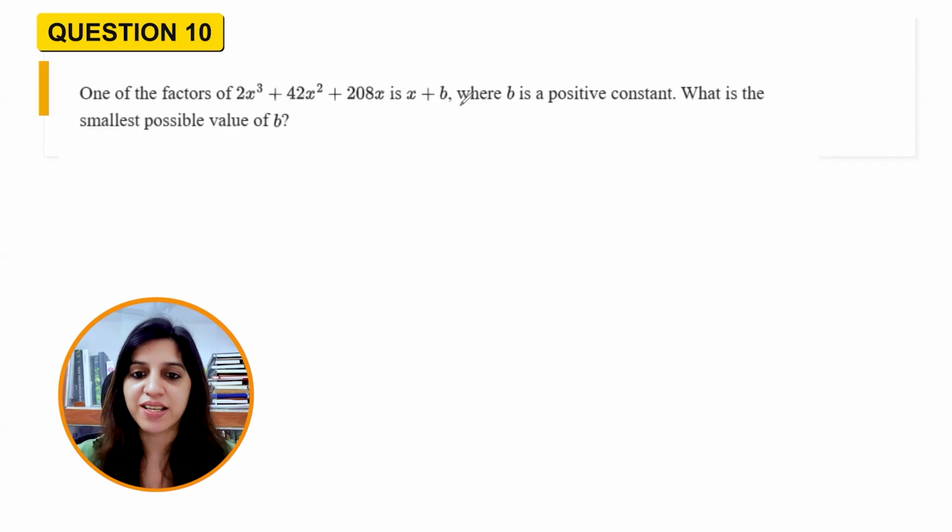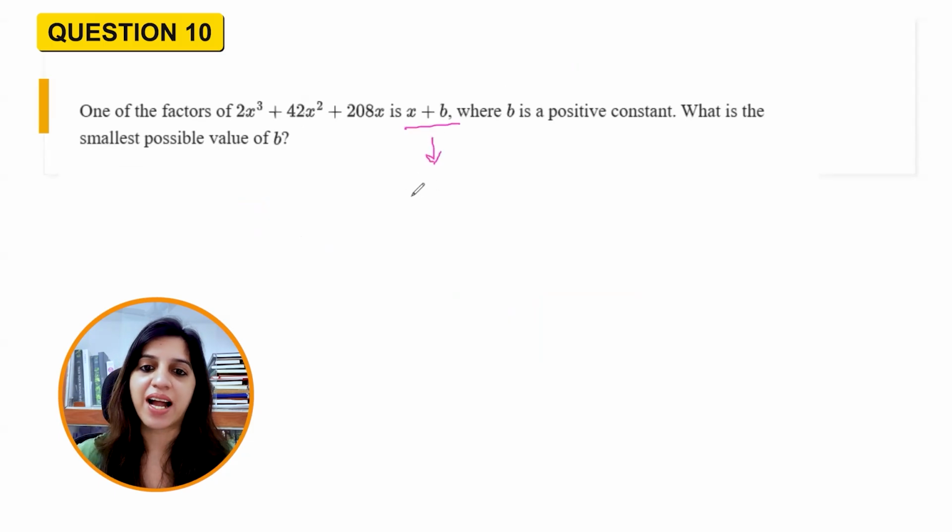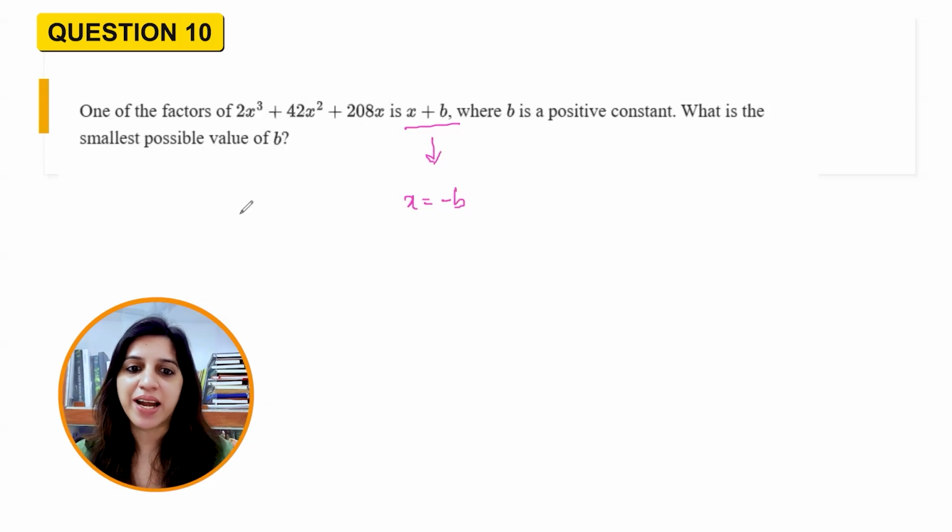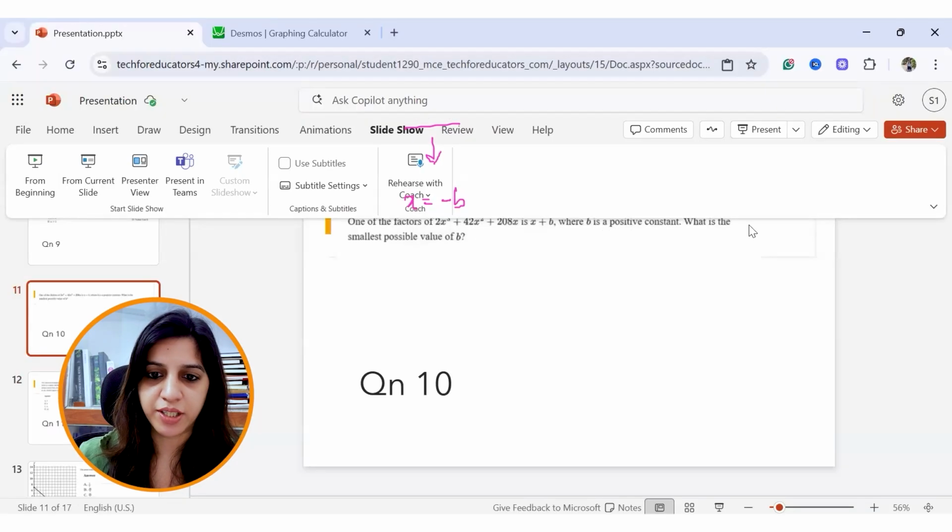If x plus b is a factor, I know that x equal to minus b is a root. Correct? Which means in place of x, if I put minus b, the value of the complete thing should become 0. Which basically just means that they are asking me the roots of this cubic, isn't it? I just need to find the roots of this cubic, and whatever is the smallest root, that would be my answer. What does it remind me of? Yes, Desmos. Let's go to Desmos. Let's quickly put this on Desmos.